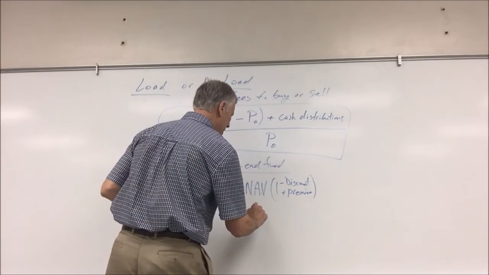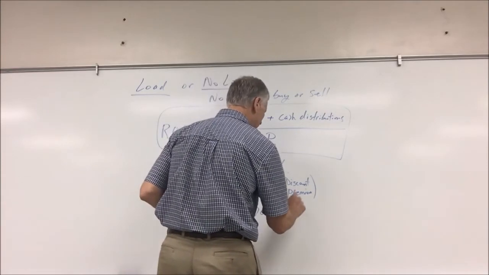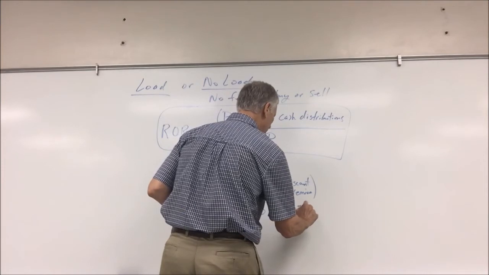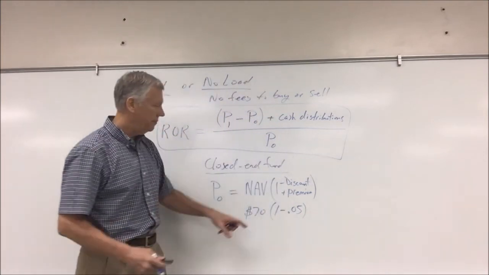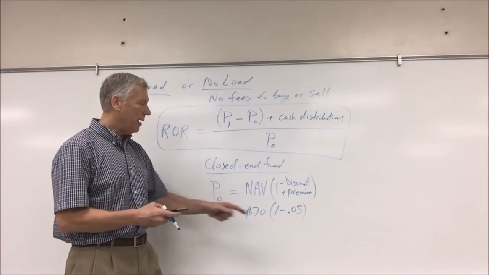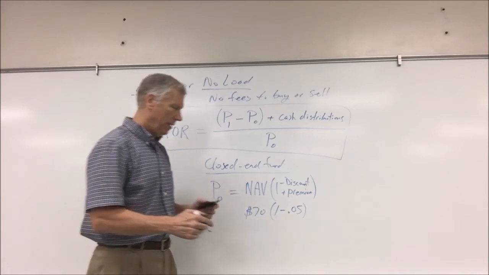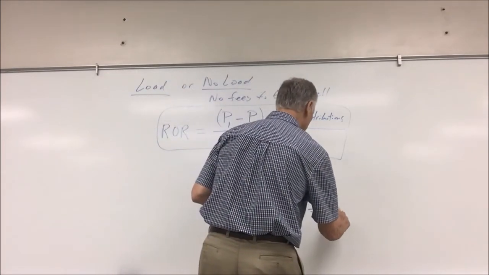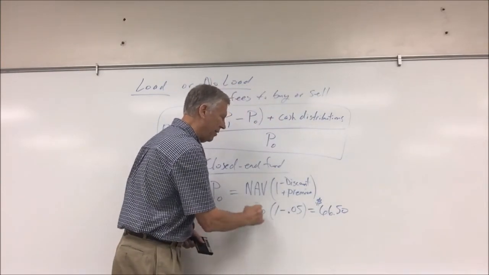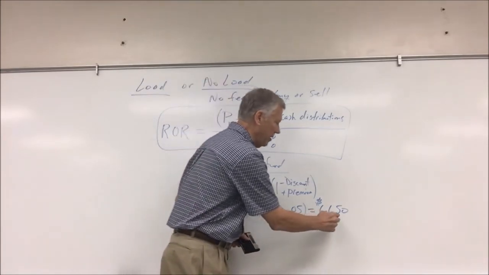Let's say net asset value is $70, and let's say it's selling at a 5% discount. So you write it like this: 1 minus 0.05. You're basically buying at 95 cents on the dollar. This is equal to $66.50. That would be the price. This is the net asset value, but you'd only pay $66.50, 5% less than this number right here.